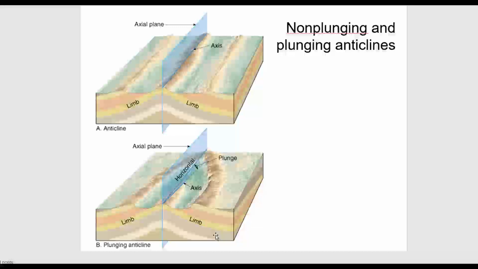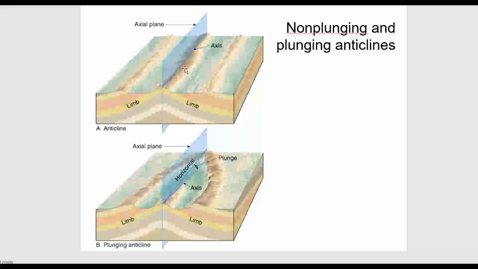Now, our rule of anticlines still applies: the limbs on either side of the axis of the anticline dip away from the fold axis because it is an arch-like shape. And notice that in this cross-section perpendicular to the fold axis, the plunging anticline and the non-plunging anticline look the same. What's different is the map view.